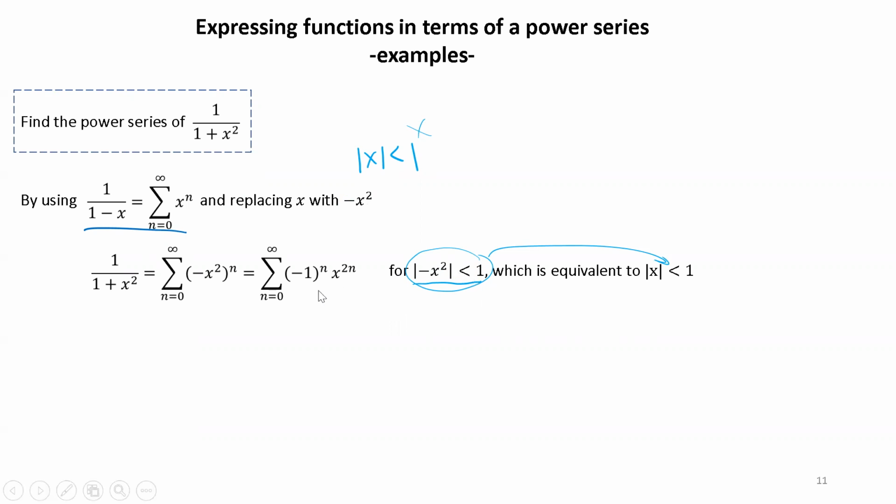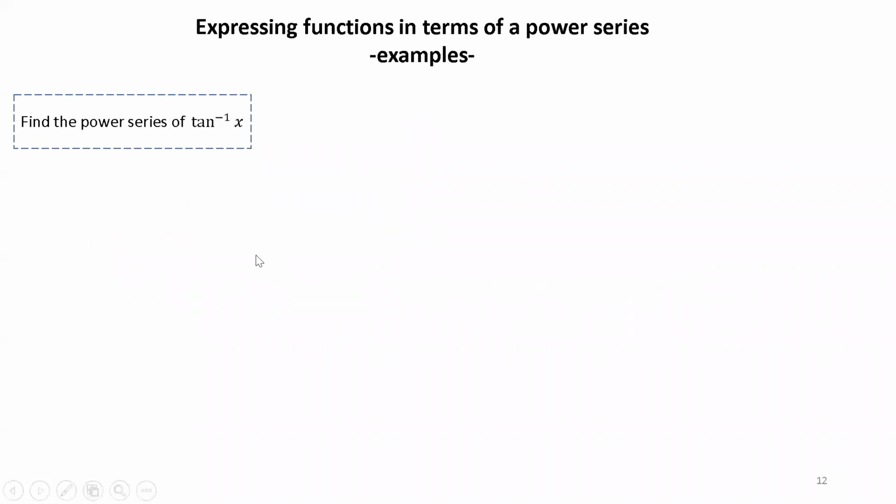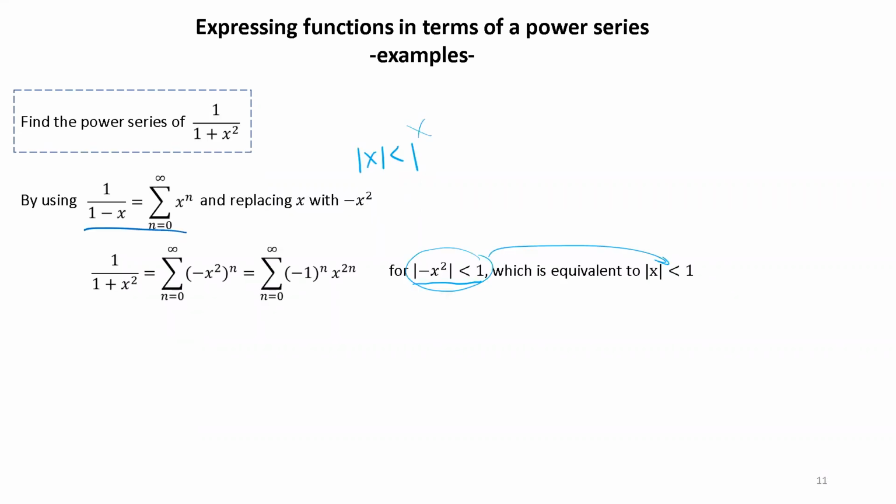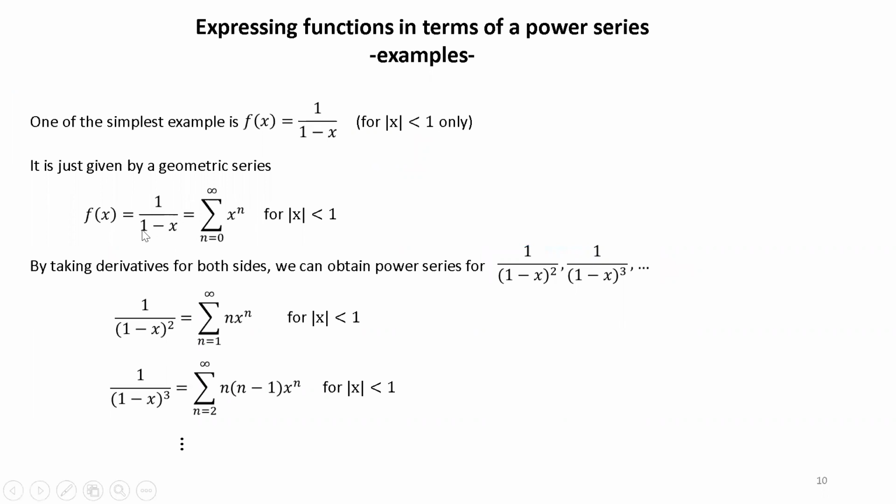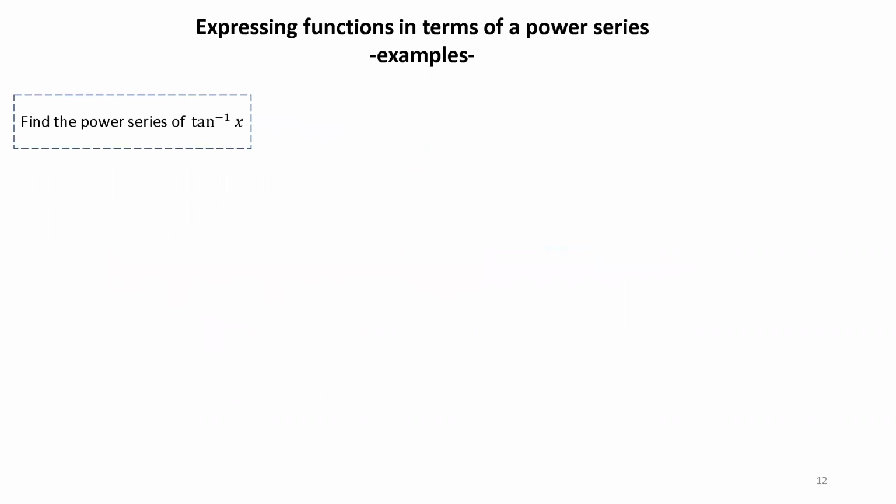So that means we are using some clever tricks. We start from this very simple result that we know, and then we try to see, for a little bit more complicated functions, how they can be related to this simple result. Then we can obtain the power series for all these more complicated functions.